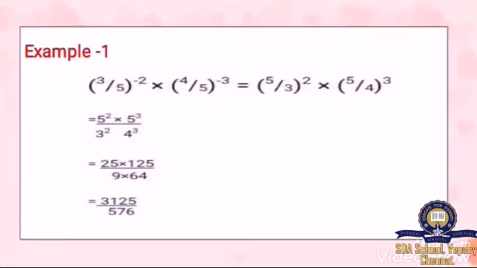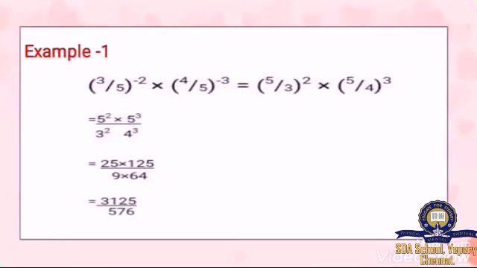In this example, we are going to solve (3 divided by 5) whole raised to the power minus 2 into (4 divided by 5) whole raised to the power minus 3. According to this condition, the power is minus 2, so let me take the reciprocal and change the power into 2. So we get (5 divided by 3) whole to the power 2 into (5 divided by 4) whole raised to the power 3.